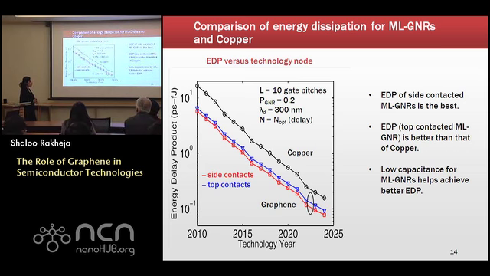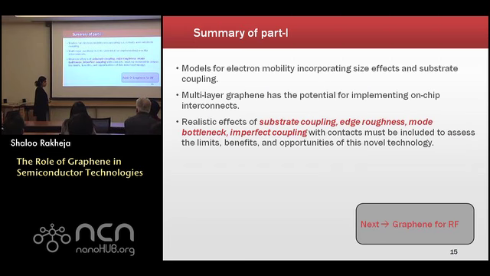So that was the whole point of assessing the advantages, limits, and opportunities of these interconnects by taking realistic effects into account. To summarize part one, I've very briefly showed you that graphene does have the potential for on-chip interconnect applications, particularly short local interconnects. But at the same time, you have to take into account substrate coupling. You have to take into account the effects of edge roughness, mode bottleneck, and imperfect coupling. And only then can you assess the real advantages, limits, and opportunities of any technology.